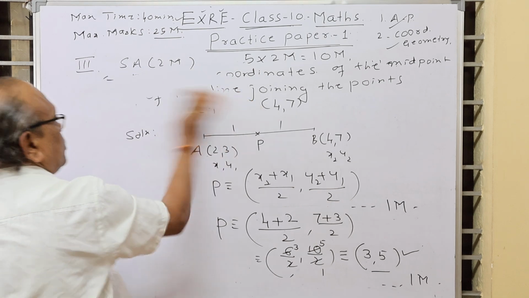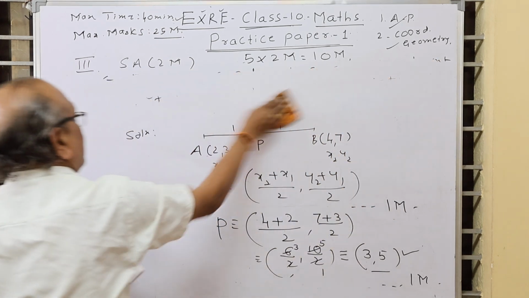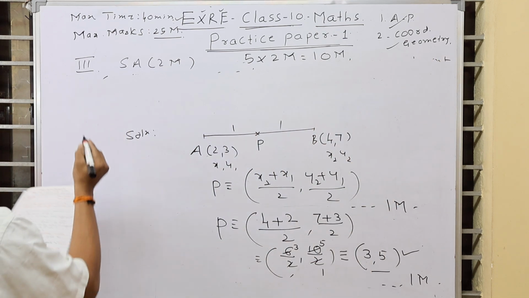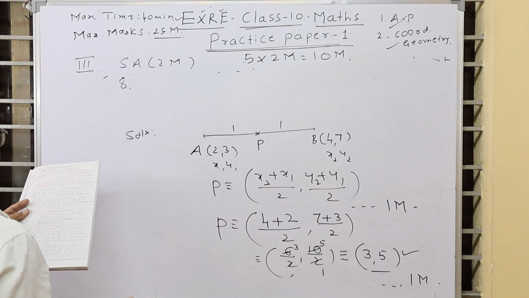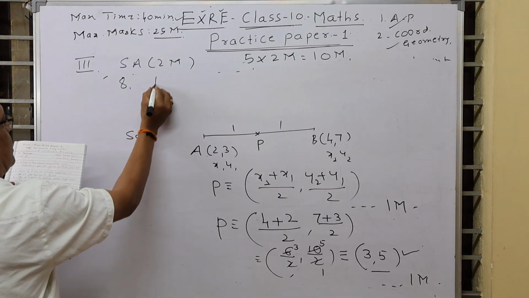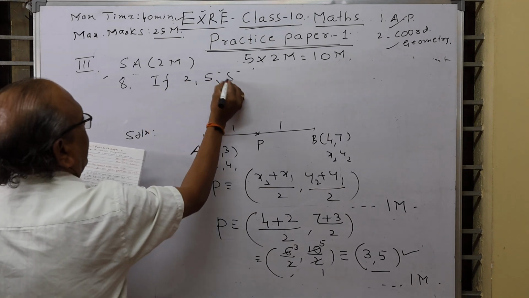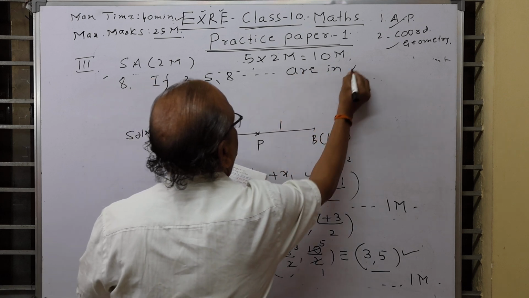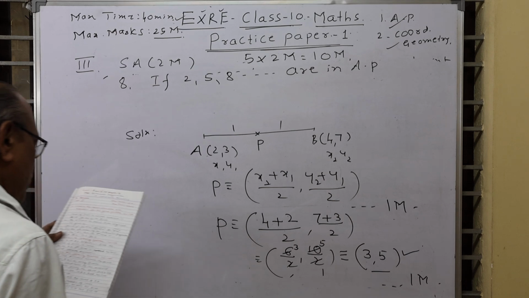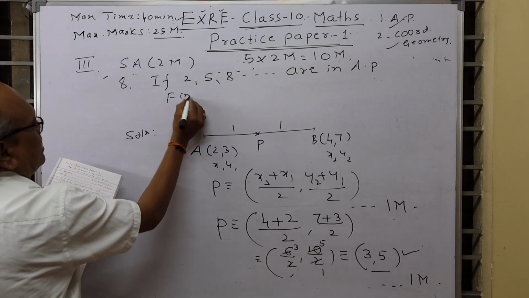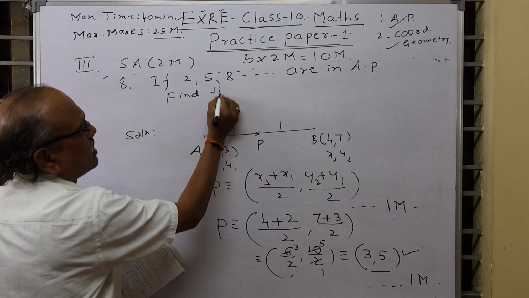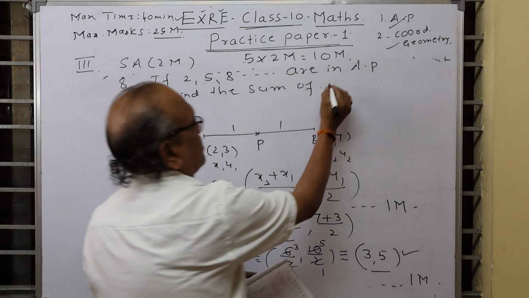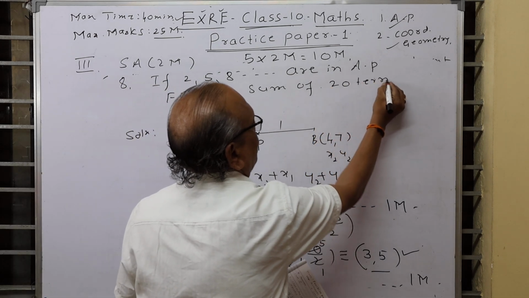You have to answer 5 questions in it. Take the next question. So 2 questions were asked on coordinate geometry. I have asked the 3rd question, the 8th question, on arithmetic progression. If 2, 5, 8, and so on are in AP, find the sum of 20 terms. While reading the question only you have to plan.